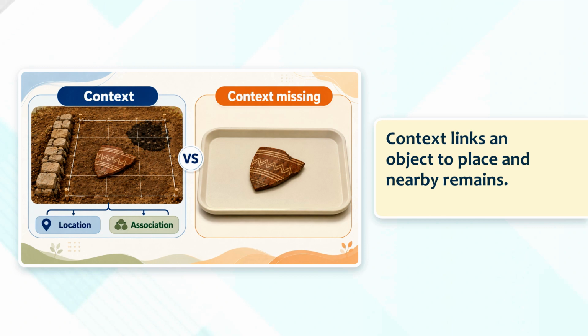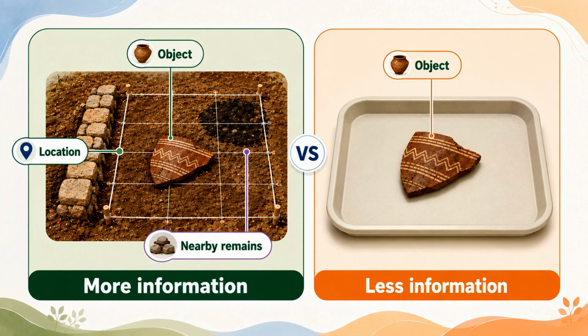Context links an object to place and nearby remains. Location and association can matter as much as the object itself. An isolated object can still be examined, but it cannot show by itself how it was positioned within the site. When the find remains linked to a recorded location and nearby features, archaeologists can compare relationships instead of guessing from the object alone. Those relationships may support an interpretation, but they do not prove a complete story. Careful recording during excavation helps preserve context after an object is moved.